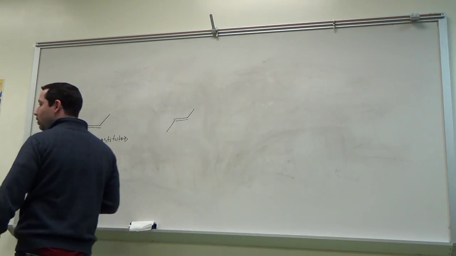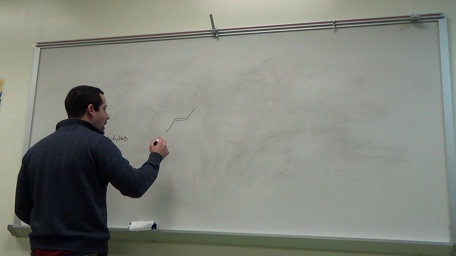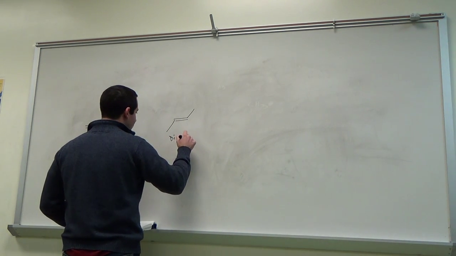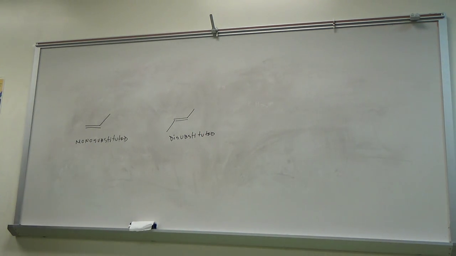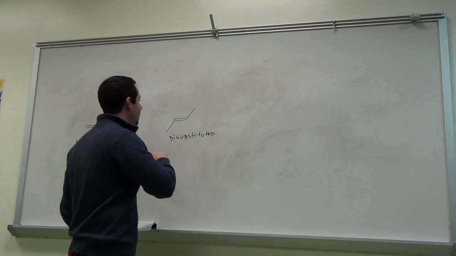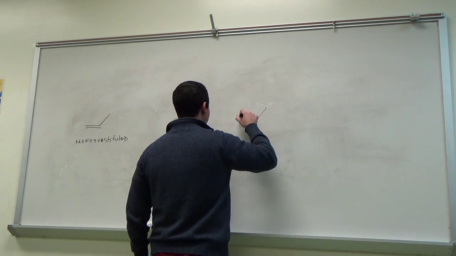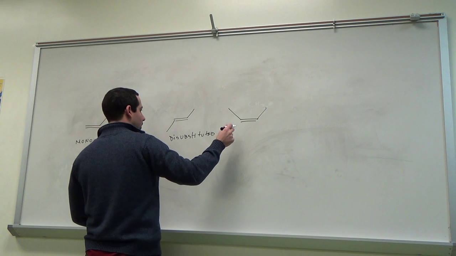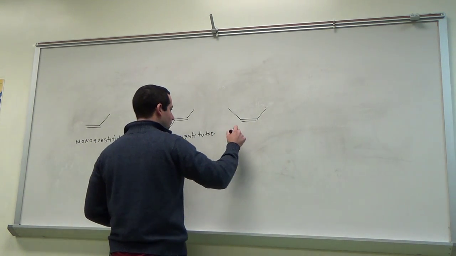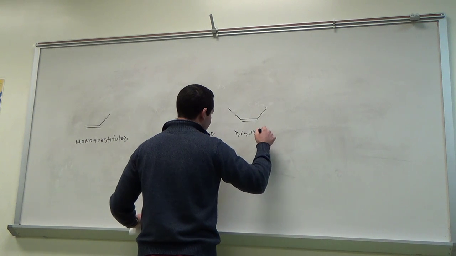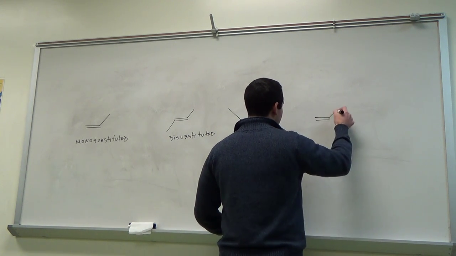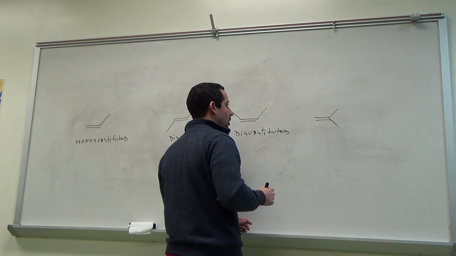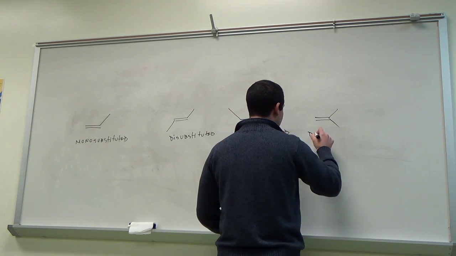How many attachments does this double bond have? Two. So we call it? Disubstituted. You don't count the hydrogens? No, you count the carbons only. So this double bond has a carbon there and a carbon here, that is disubstituted. How about this one? Two. Is this tri-substituted? No. This is still disubstituted. And the best of them all, which is? It's still disubstituted.